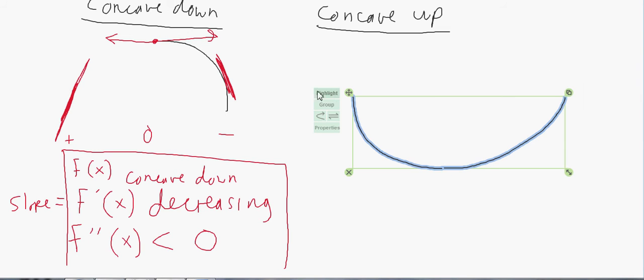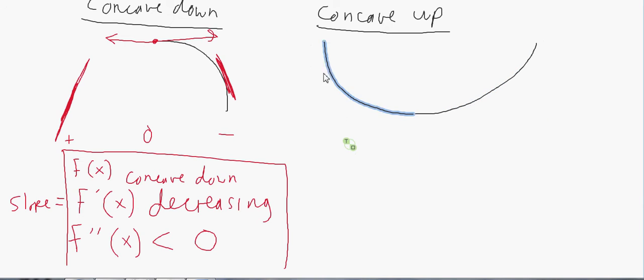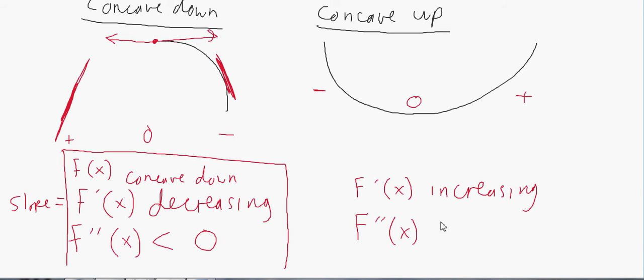Over here, let's move these guys up. You can see the slope is going from a negative slope right here on this side, to a 0 slope, to a positive slope. So essentially, f prime isn't decreasing in this case, it's increasing. And if f prime is increasing, then f double prime must be positive, because a function is increasing if its derivative is positive, and f double prime is the derivative of f prime. And f of x is going to be concave up when this happens.